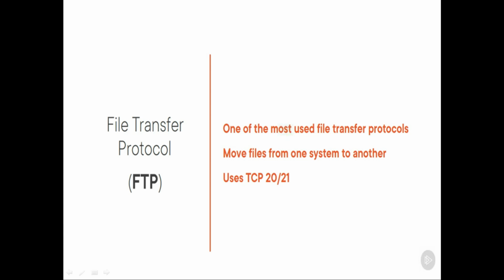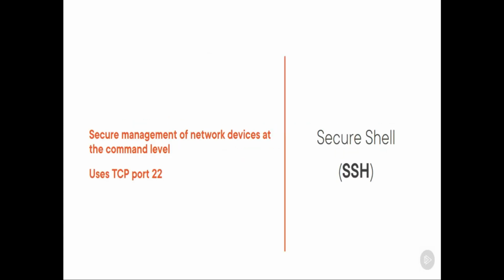So let's check the first protocol. The first protocol is File Transfer Protocol, FTP. One of the most used file transfer protocols, moves files from one system to another, uses TCP port 20/21. So let's move to the next protocol. The next protocol is Secure Shell, SSH, secure management of network devices at the command level, uses TCP port 22.